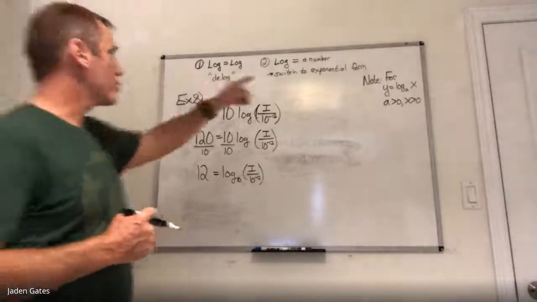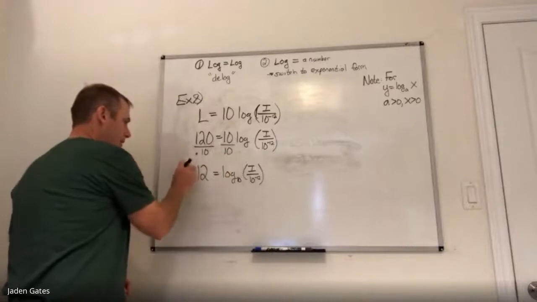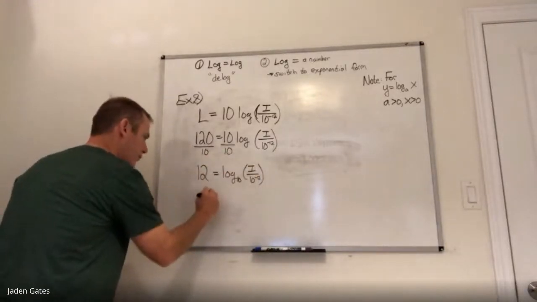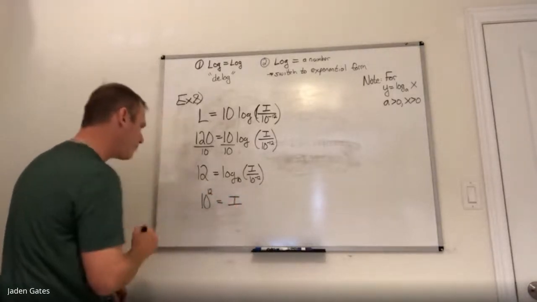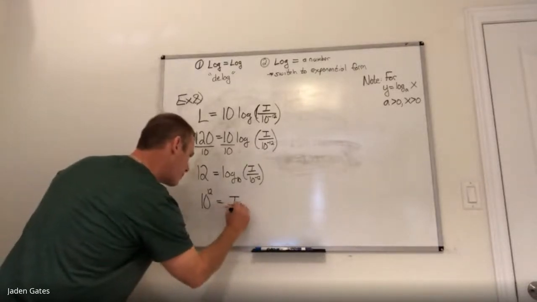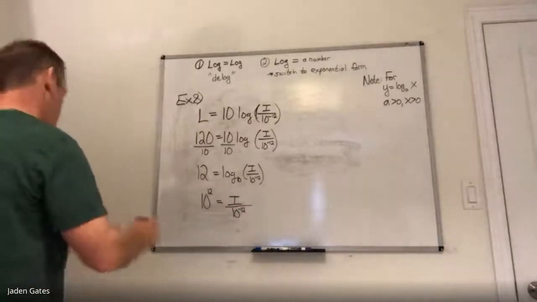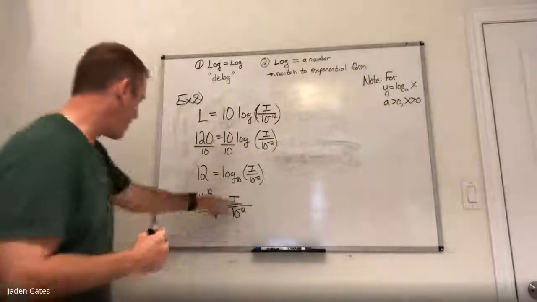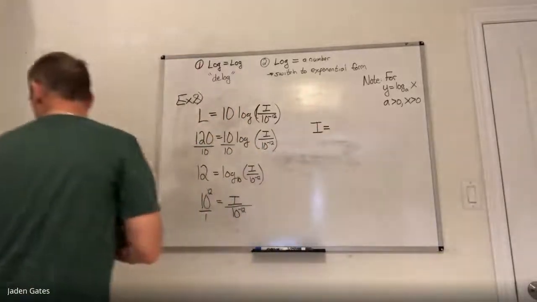All right, so now I'm going to switch to exponential form, which again means here's my base, here's my exponent, here's my answer. So I have 10 to the power of 12 equals I over 10 to the negative 12. Once again, I'm going to do fraction equaling a fraction. And so I have I, 1 times I is I.